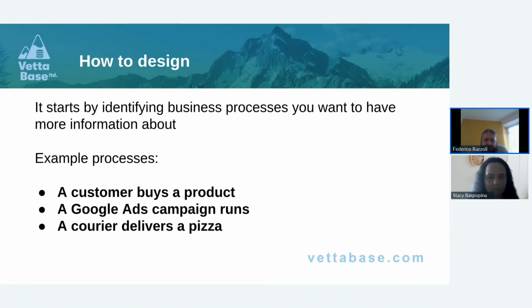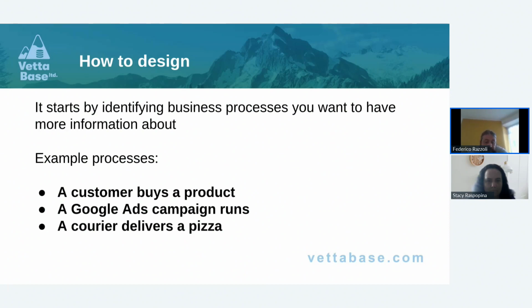And some examples of processes or events are a customer buys a product, as we mentioned before. A Google ad campaign runs. A courier delivers a pizza. And we might want to measure different stuff about each of these events. Well, of course, in the case of Google Ads, we want to measure how much we are spending, how much money is returning from our campaign. I don't know, maybe the number of clicks, stuff like that. Anyway, this will be the events.